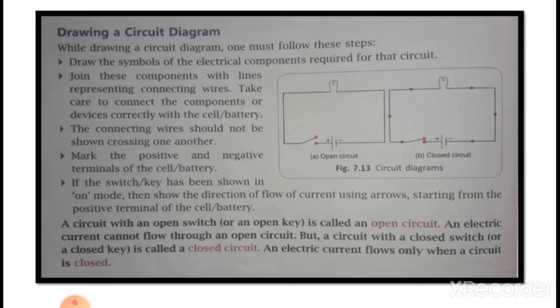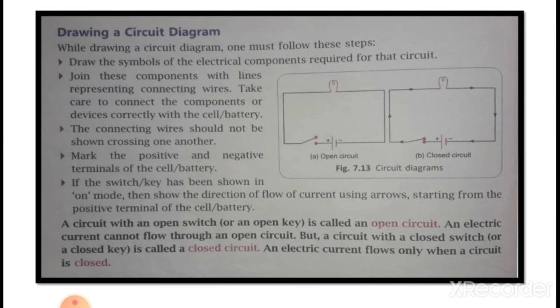And figure B is the closed circuit, and in the closed circuit they have shown the direction of flow of current using the arrow marks, and it is starting from the positive terminal of the cell or the battery. So in the closed circuit, we can say that the bulb will glow.